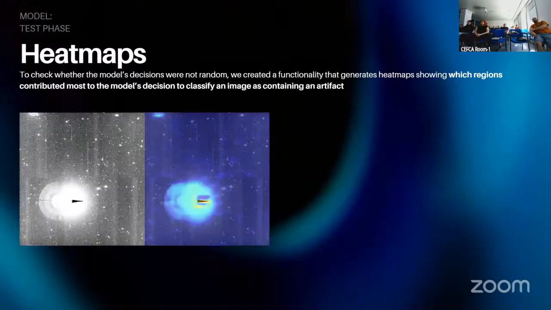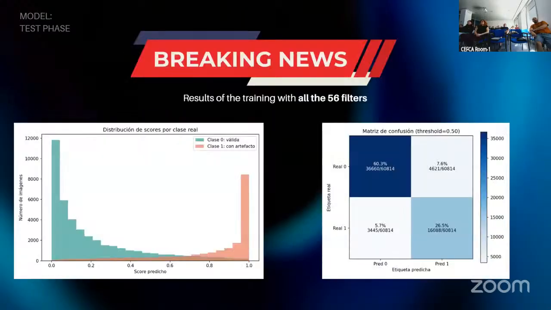The last one. And breaking news: we didn't know if we were going to have enough time to train the 56 filters, the biggest training, but we did have time to do it. And we got really good results, because you can clearly see the two separated groups. So I think it's really good news that I want to add at the last moment.